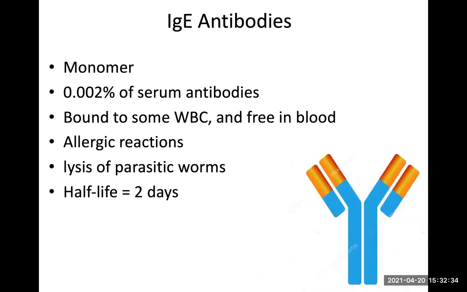And last but not least are IgE antibodies, which are also monomers, but these you don't really find in the serum very much. They're mostly free in the blood when you're making them, but their job is to coat parasitic worms and start the antibody-dependent cell-mediated cytotoxicity, okay? So these have a super short half-life of just 2 days.